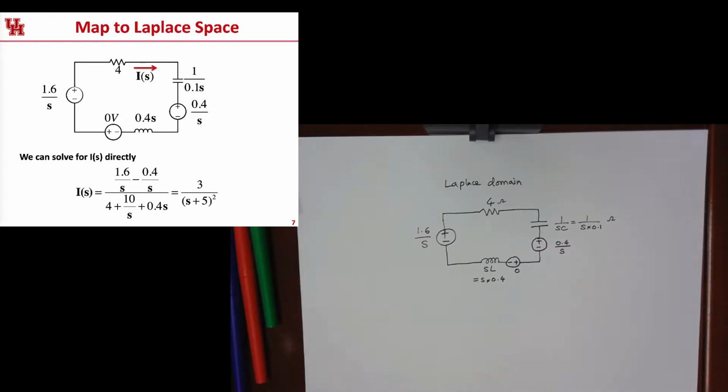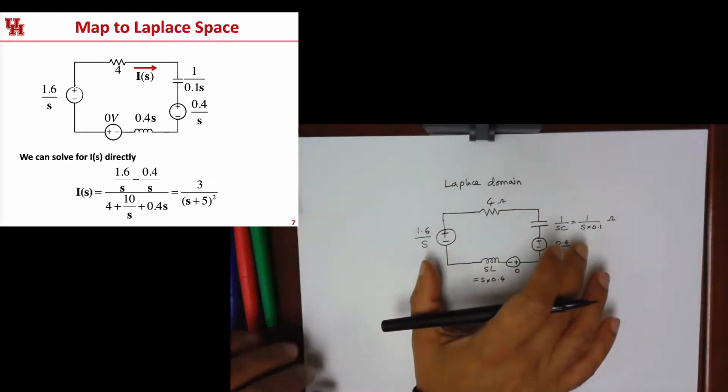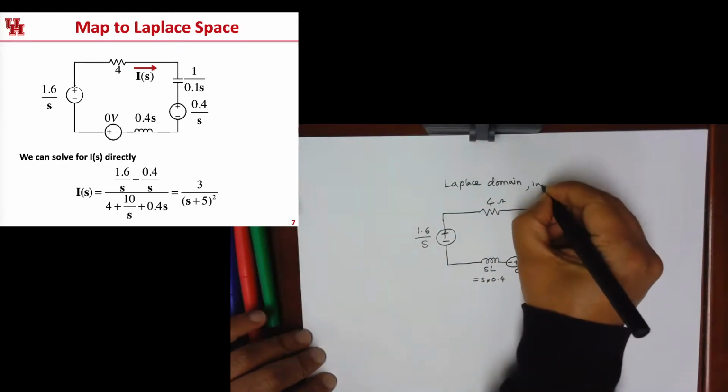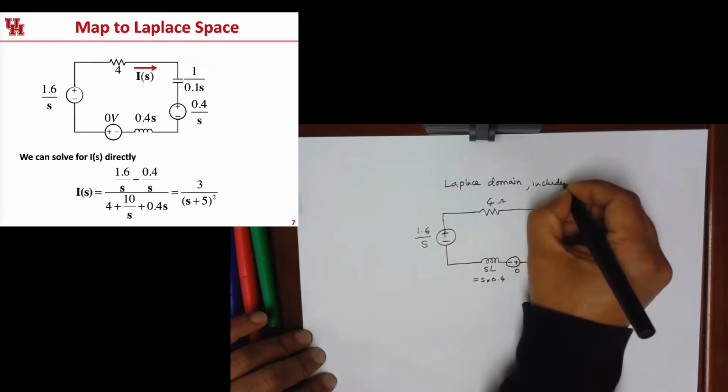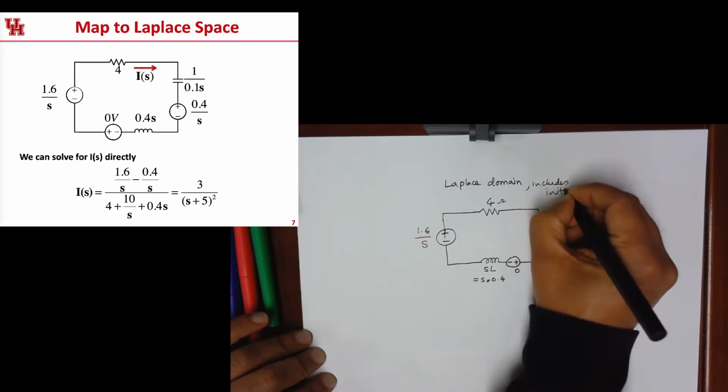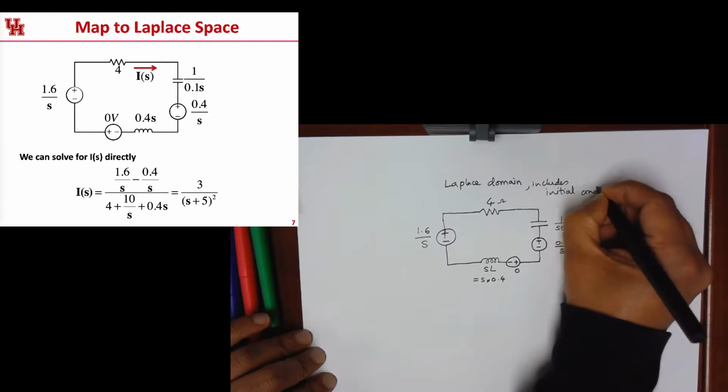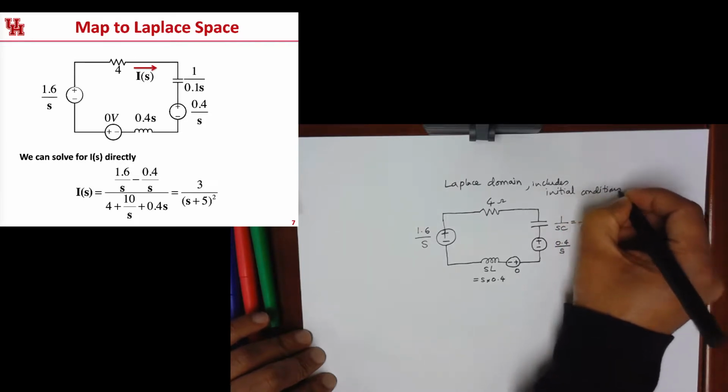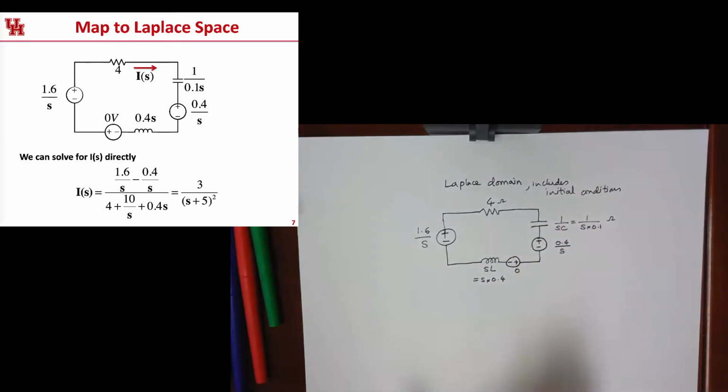So now we have a circuit diagram that mimics the circuit diagram that we were given, but it's in the Laplace domain, and it includes all the initial conditions. So this is a very general representation of our circuit, and now all we have to do is to simply solve it.